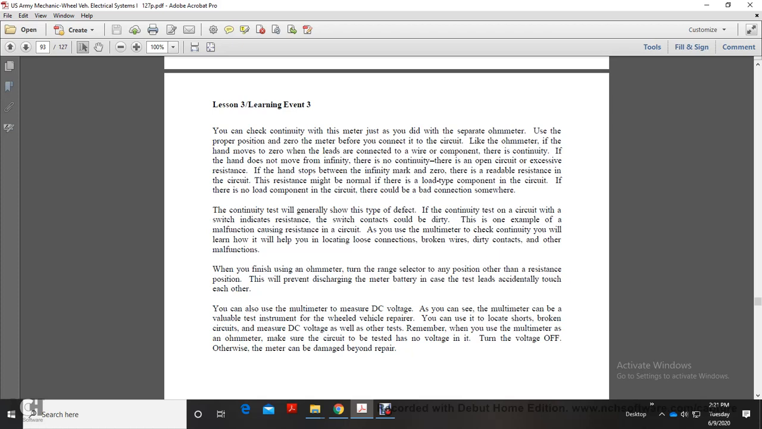Alright, the continuity test will generally show this type of defect. The continuity test of one circuit will indicate that your resistance switch contacts are going to be dirty. This is one example of a malfunction causing resistance in the circuit.